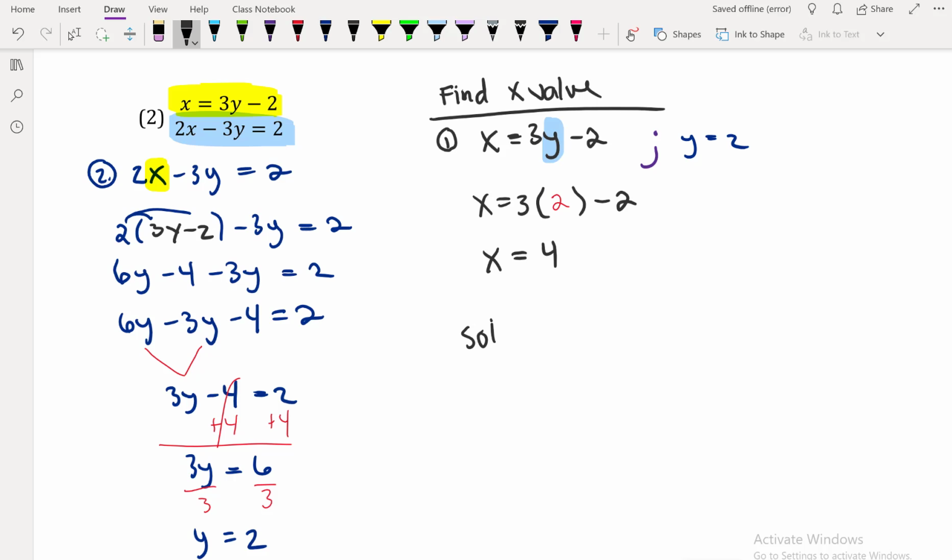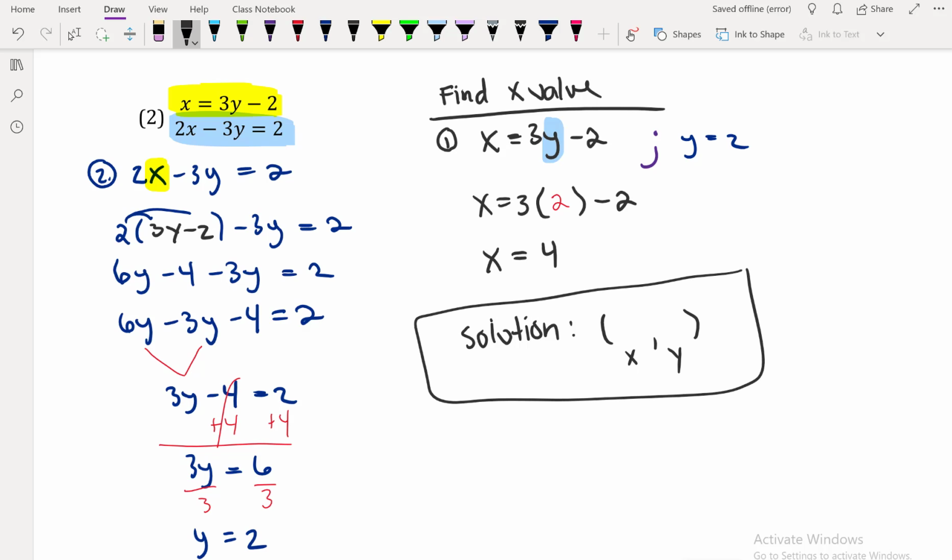So now I know that my solution is an ordered pair where I have my x value and I have my y value. That x value I found was 4, and the y value that I found was 2. So my answer here is (4, 2).